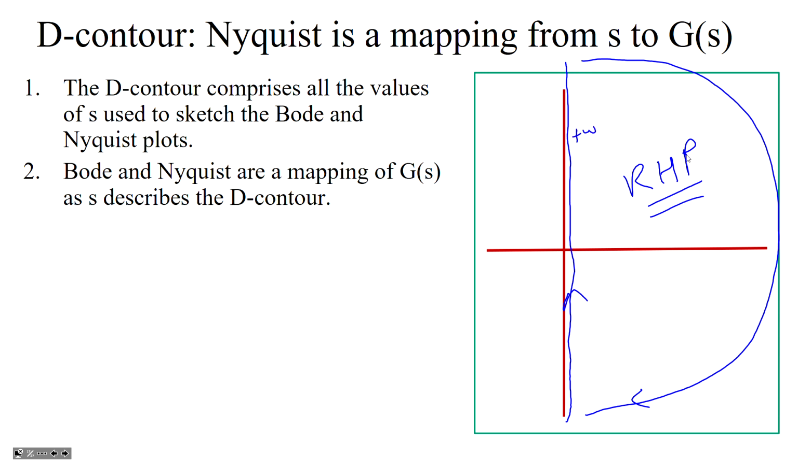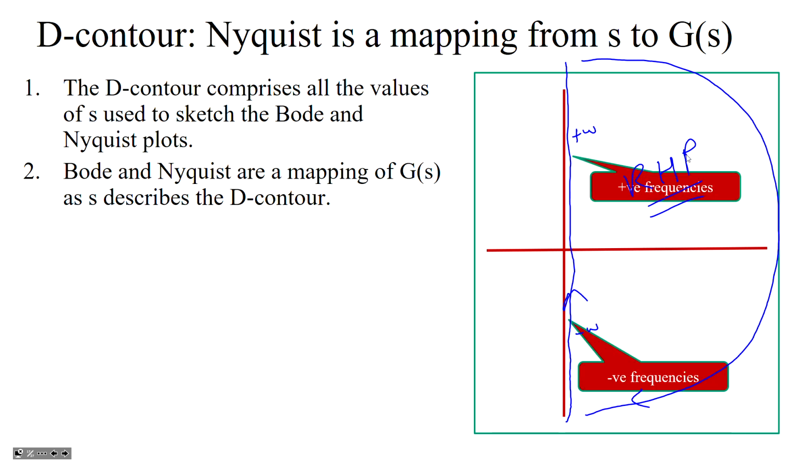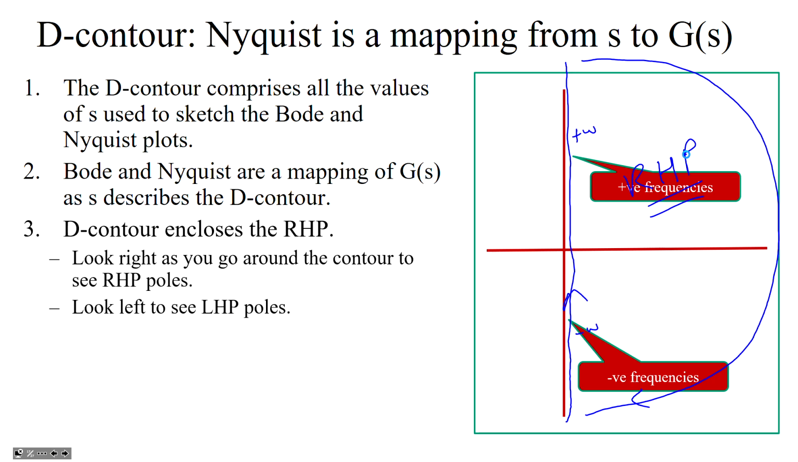You see we've got positive frequencies here and negative frequencies down there, and those vertical lines are the imaginary axis. Okay, so the D-contour encloses the right half plane, and the key thing is, if you were walking up along this contour, going from low frequencies to high frequencies, which way would you have to look to see the right half plane? You can see you need to look to the right. So if I look this way, I see the right half plane. If I look this way, I see the left half plane. So you need to look left to see left half plane poles, right to see right half plane poles.